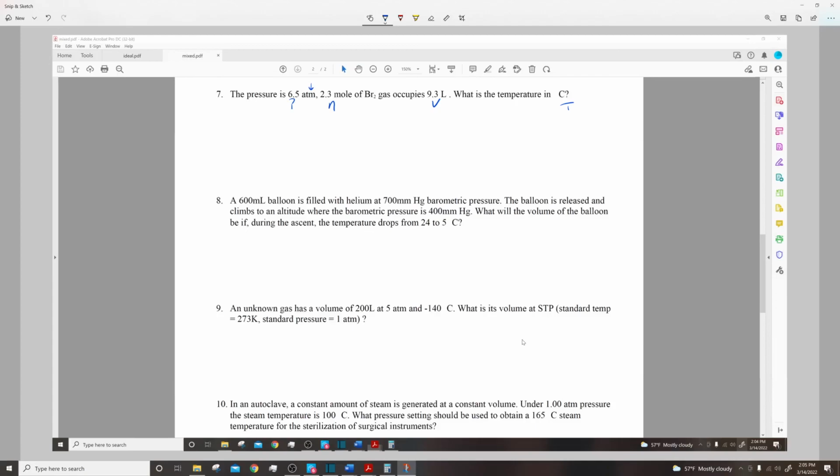But we have, this is a PV equals nRT. So 6.5, our volume is 9.3, equals n, which is 2.3, and then R is going to be 0.0821, and we're solving for T. Very simple problem. You just got to read it, see what it gives you, know which equation you're going to use.